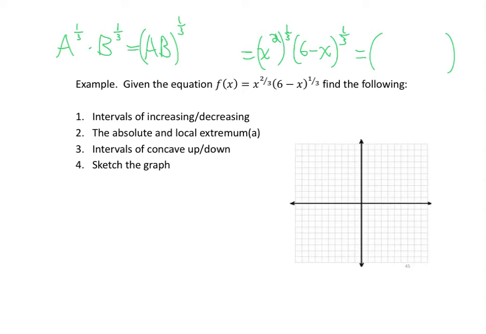In other words, we're going to have x squared times the quantity 6 minus x, all raised to the 1/3 power, is another way to write this function. If you multiply stuff out, you then get 6x squared minus x cubed, all raised to the 1/3. And you can take the derivative of this much more easily, I think. So go ahead, try this problem, and we will move on.